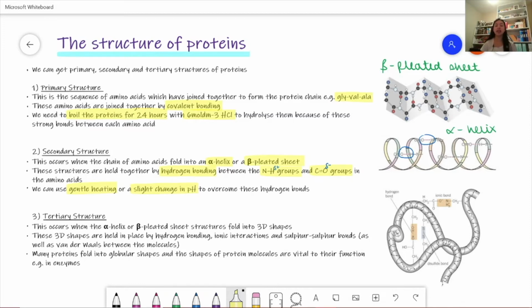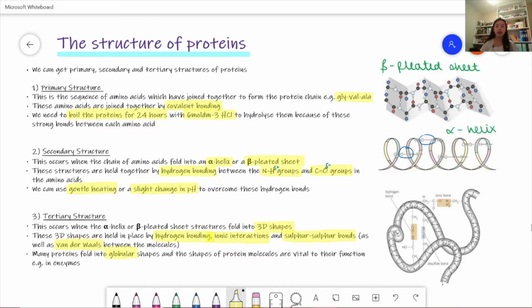And then finally, looking at the tertiary structure, this occurs when the alpha helix or the beta pleated sheet structures fold into 3D shapes. These 3D shapes are held in place by hydrogen bonding, ionic interactions, and also sulfur-sulfur bonds, as well as van der Waals forces between the molecules. Many proteins actually fold into globular shapes. And the shapes of protein molecules are really vital for their function, for example, in enzymes.